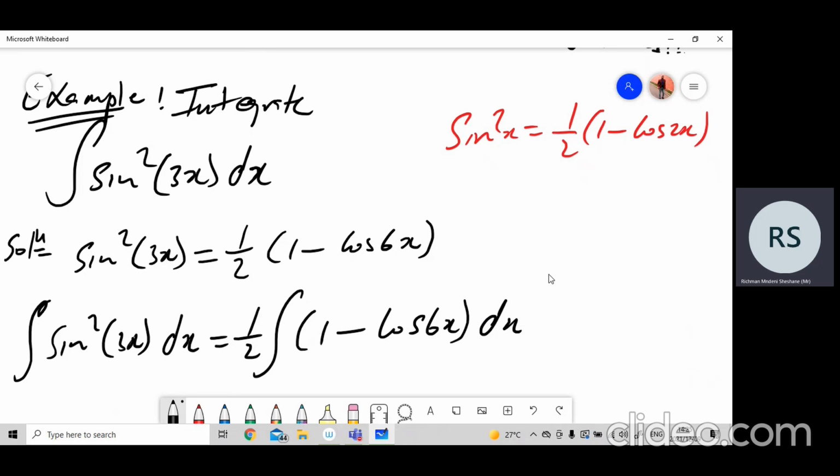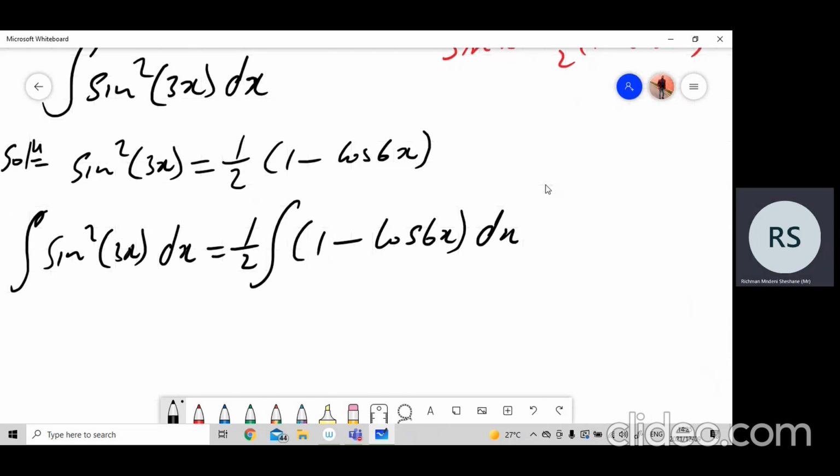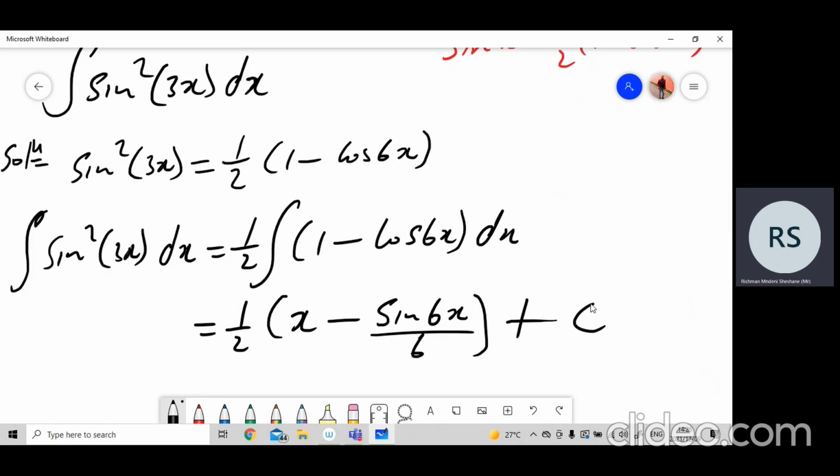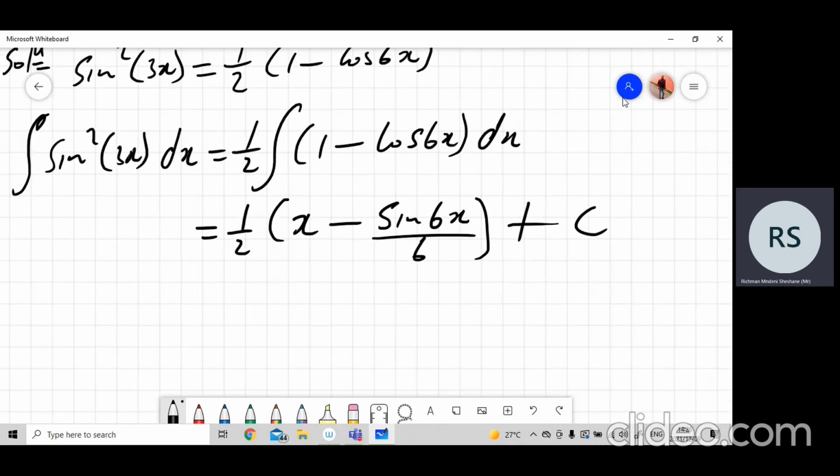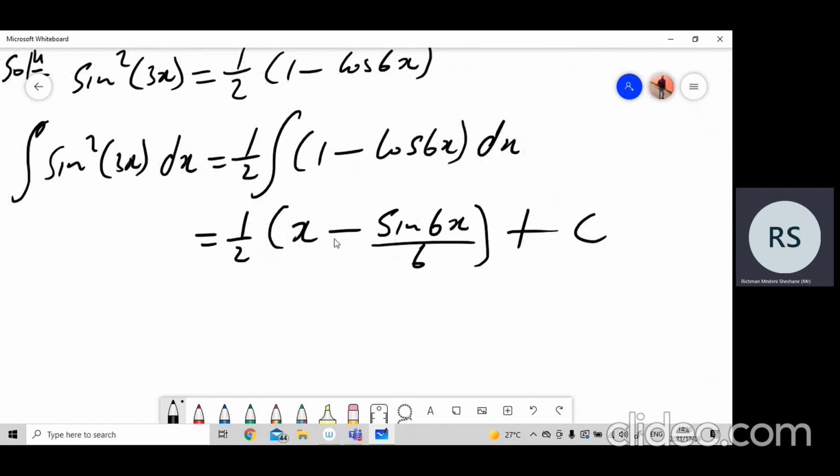And again, when we integrate this, this is 1 over 2. The integral of this is x minus the integral of cos of a function. It's sine of a function, since the derivative of the inner function is a constant, divided by that constant, plus c. Okay? You can stop here, or if you like, you can multiply this half inside.